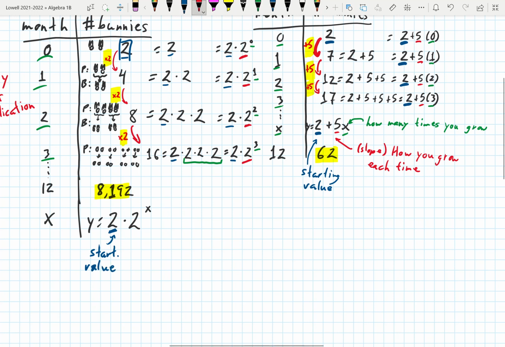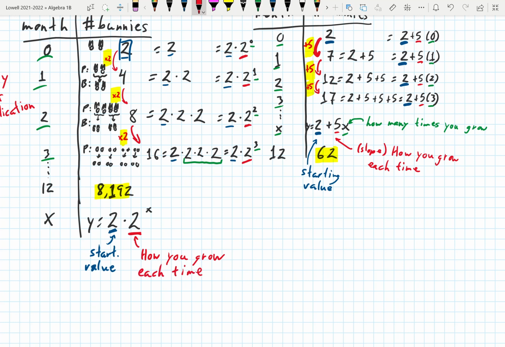This 2 in red with the exponent on it. Again, be careful for order of operations. This exponent only applies to this. It doesn't also apply to this. And so just be careful if we were to plug things in. So this is how you grow each time, but be careful. This does not tell us how much we add. It tells us how much you multiply by.